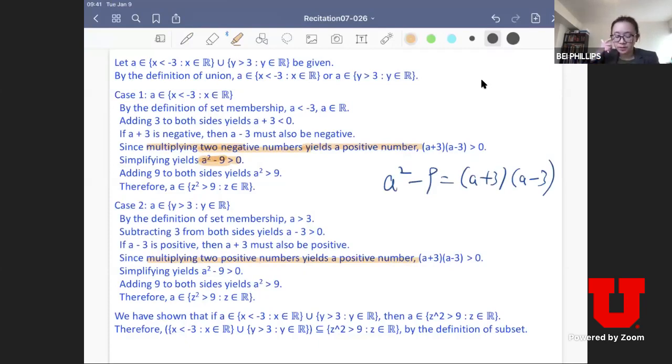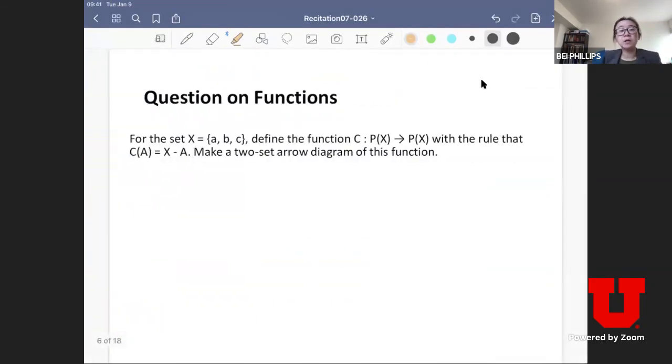If there are no questions, now let's look at a question surrounding functions. You have 1 minute to solve this problem. The idea is my set is the set A, B, and C, and a function defined mapping from P of X to P of X. What is P of X? P of X is the power set of X. So the domain of this function is the power set of X. The codomain of this function is also the power set of X, or sometimes people call it range.